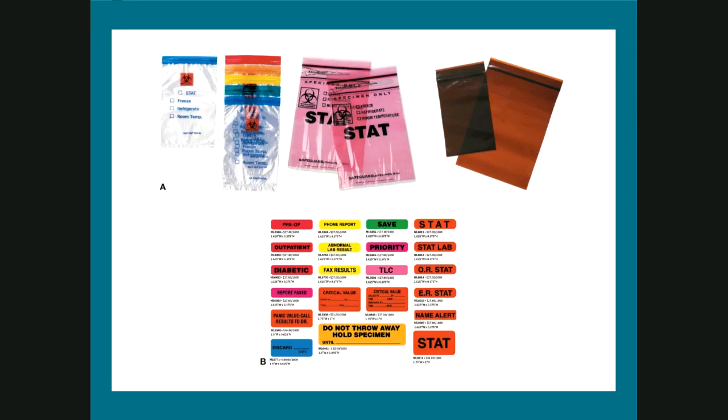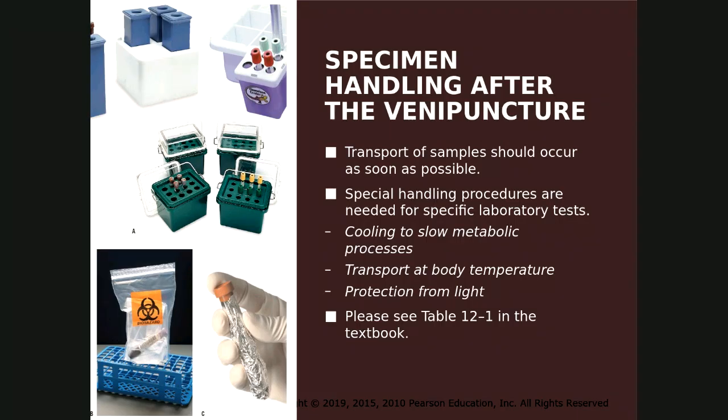Specimen handling procedures: transportation to the appropriate lab as soon as possible. We're going to place our samples in these biohazard bags, and then we will mark the transportation temperature, whether it's freeze, refrigerator, or room temp, and whether it is stat. And then sometimes we have these labels to indicate to our lab, for example, fax results. Is this a stat test? Is it from the outpatient center? So that they know where it came from. So the transportation of samples should occur as soon as possible.